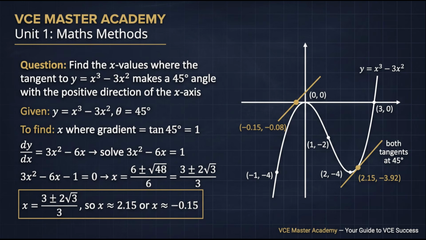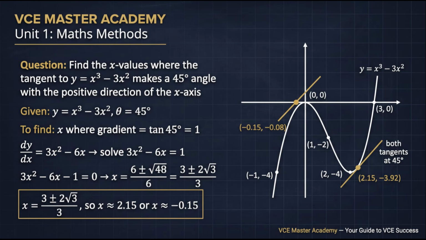x equals 6 plus or minus the square root of 36 plus 12 all over 6. Root 48. Simplify. 48 is 16 times 3, so root 48 is 4 root 3, and the whole thing tidies to 3 plus or minus 2 root 3 over 3. 2 answers, 1 on each rising stretch of the cubic. As decimals, about 2.15 and about -0.15.